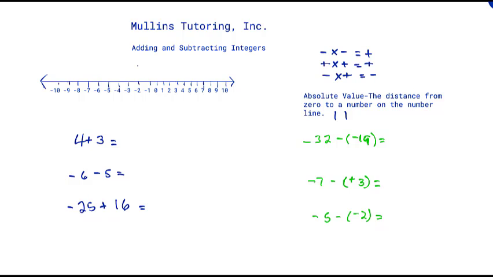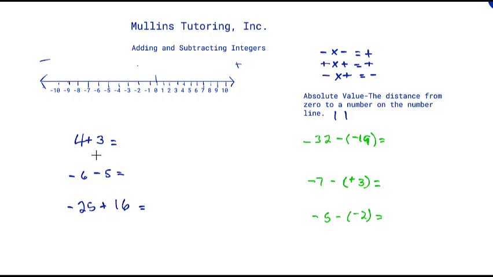Today I'm going to review adding and subtracting integers. At the top of the page, I've drawn a number line, and we start with 0 in the center. All the numbers to the right of 0 are positive, and all the numbers to the left of 0 are negative.